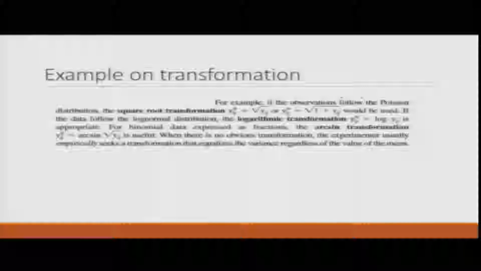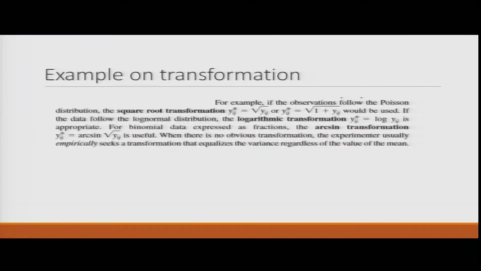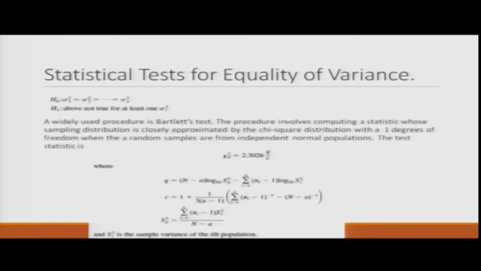When there is no obvious transformation, the experimenter usually empirically seeks a transformation that equalizes the variance regardless of the value of the mean, and then does the experiment accordingly. Now, the statistical test for equality of variance, which was very important.